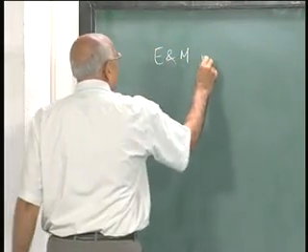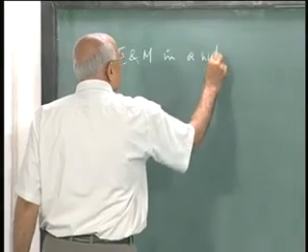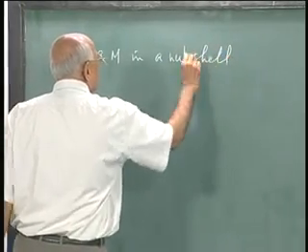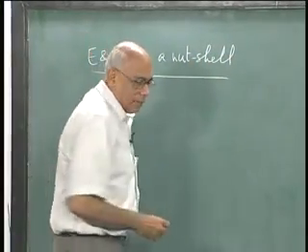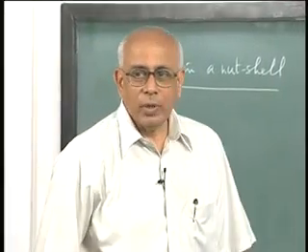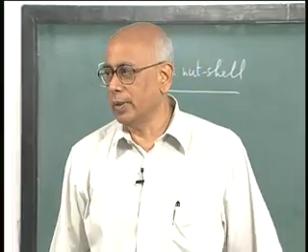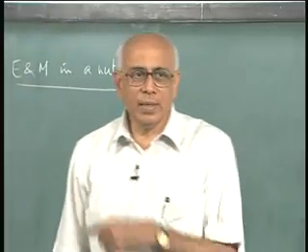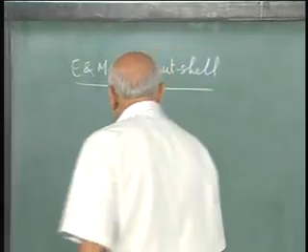E and M in a nutshell. After a lot of experimentation, it turns out that all of electricity and magnetism at the classical level can actually be compressed into 4 equations, the 4 Maxwell equations. So let us write them down and then let us see what we can do with them.